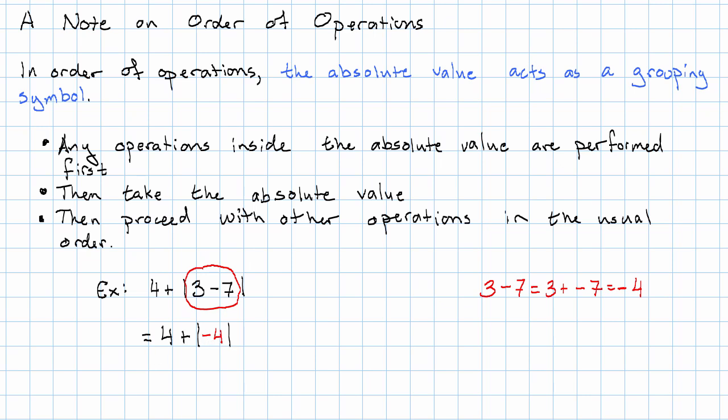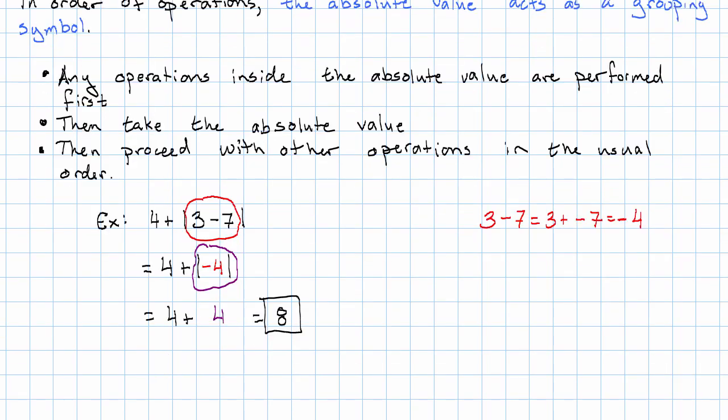Now we actually perform the absolute value. Absolute value of negative 4 means ignore the sign and just take the positive version. Now we just have 4 plus 4, which is 8. So the absolute value acts as a grouping symbol, which means we do what's inside first, then we do the absolute value.